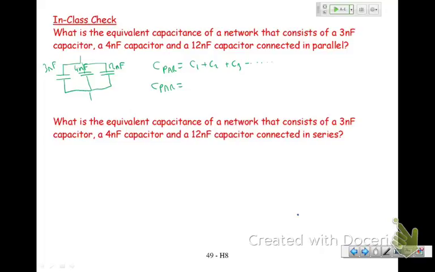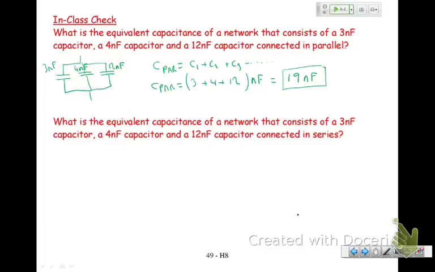I'm torn now. Shall I just leave it in nanos, or shall I convert into base units? They're all in nanos, so you can cheat a little bit, and you can go 3 plus 4 plus 12 nanofarads, which equals 12, 16, 19 nanofarads. You just add them together, piece of cake.